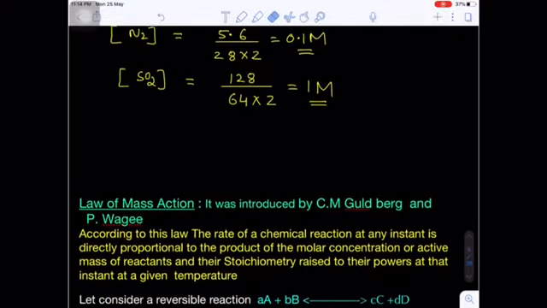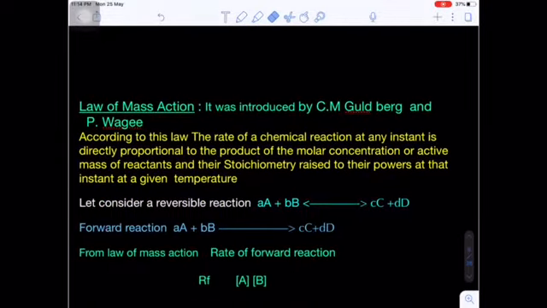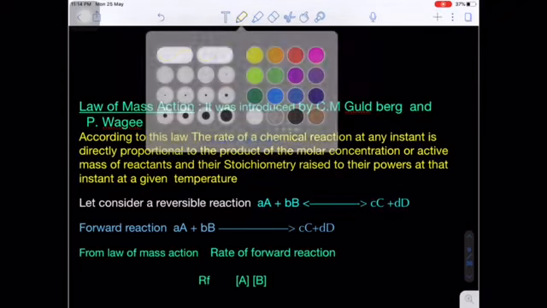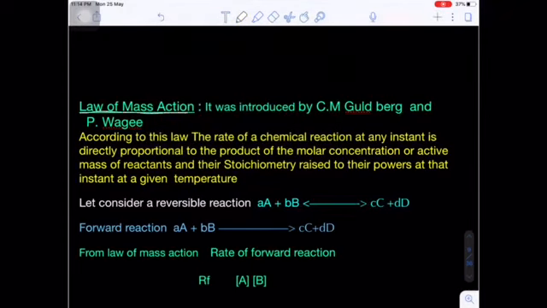Now, there is an important topic, that is the law of mass action. The important topic next is what? Law of mass action. It was introduced by C.M. Goldberg and P. Waage. These are the two people who tried to explain the relation between the rate of a chemical reaction and the concentration of the reacting species. Concentration of the reacting species. Are you getting my point? Now here, according to this law, the rate of a chemical reaction at any instant.